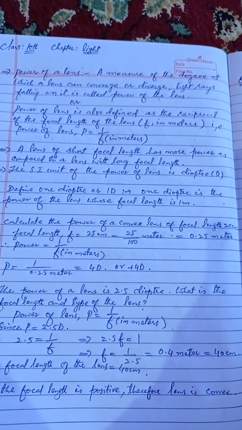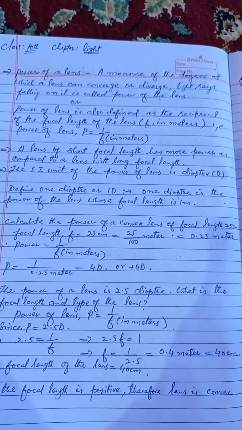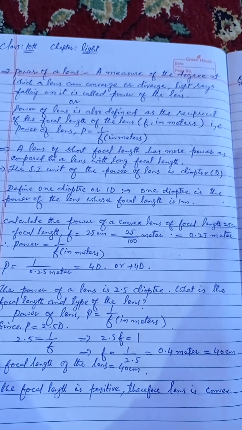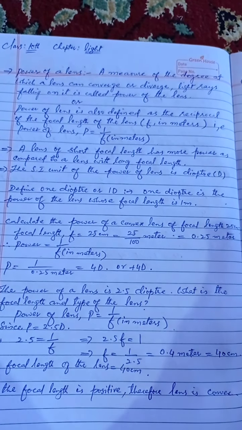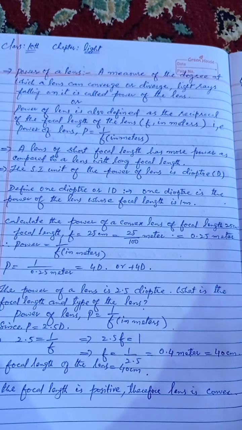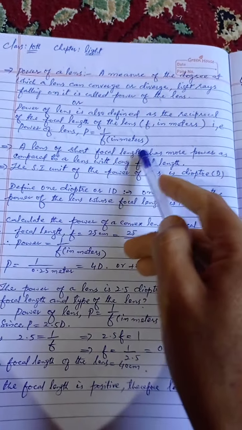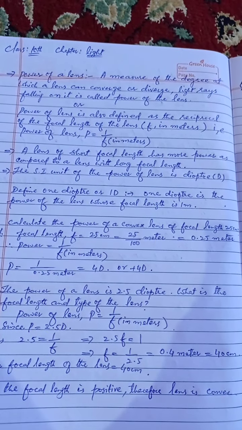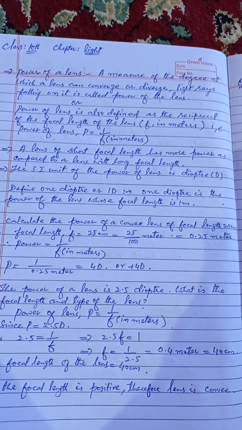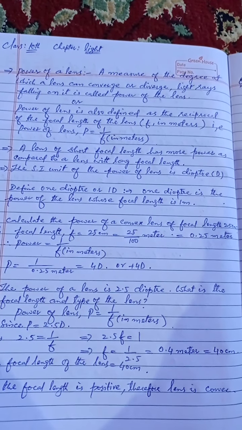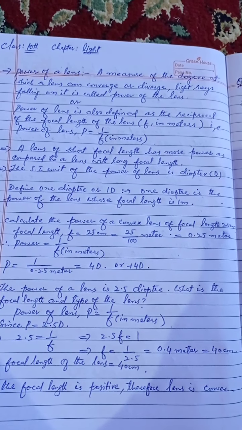Dear students, the power of a lens is also defined as the reciprocal of the focal length of the lens. So power of a lens is also defined as the reciprocal of the focal length of the lens, that's f in meters. We can say power of lens P is equal to 1 divided by f in meters. It has a numerical value P is equal to 1 divided by f in meters, where P is the power and f is the focal length of the lens in meters.